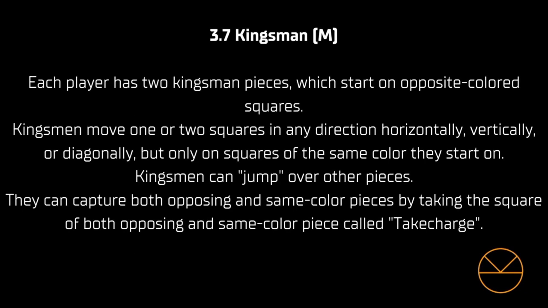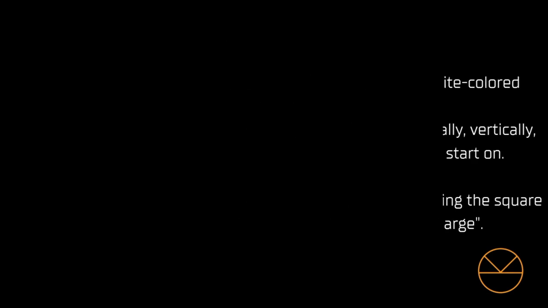3.7 Kingsman M. Each player has 2 Kingsman pieces, which start on opposite colored squares. Kingsmen move 1 or 2 squares in any direction horizontally, vertically, or diagonally, but only on squares of the same color they start on. Kingsmen can jump over other pieces. They can capture both opposing and same color pieces by taking the square of either, called take charge. Movement rules.